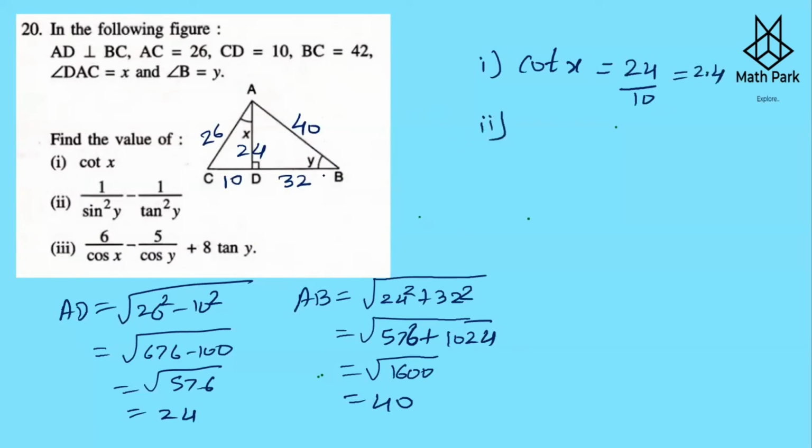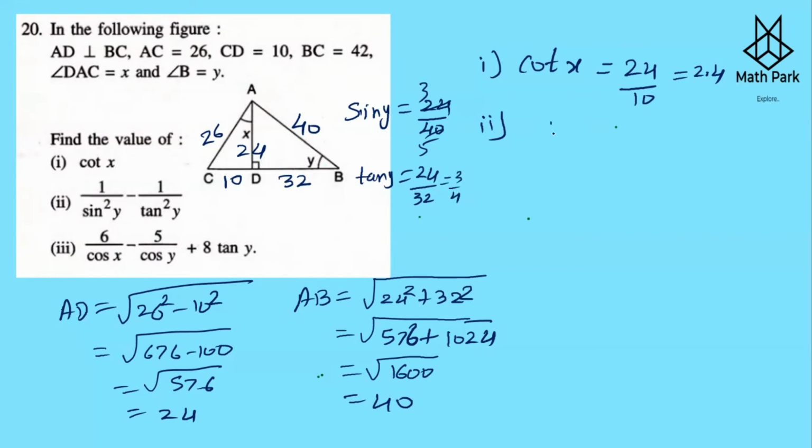Second part, you are asked to find 1 upon sine square y. So 1 upon sine y. Now sine y is opposite upon hypotenuse. So let us write sine y first of all. It is 24 upon 40, which we can simplify, 8 threes are 24 and 8 fives are 40, so 3 by 5. So we are getting sine y as 3 by 5. Let us find tan y. So tan y is going to be opposite upon adjacent, that is 24 by 32. So 24 by 32, 8 threes are 24, 8 fours are 32, so 3 by 4.